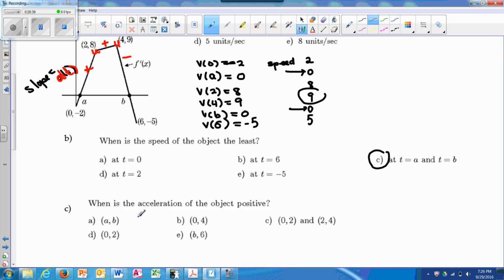Okay, so let's look at some of our practice problems. The graph shows the velocity of an object. It does not show the position. At what times does the object reverse direction? Remember, direction is determined by the sign of velocity.